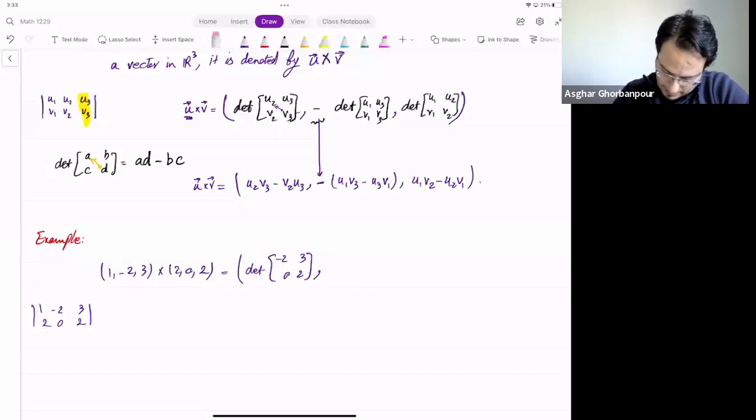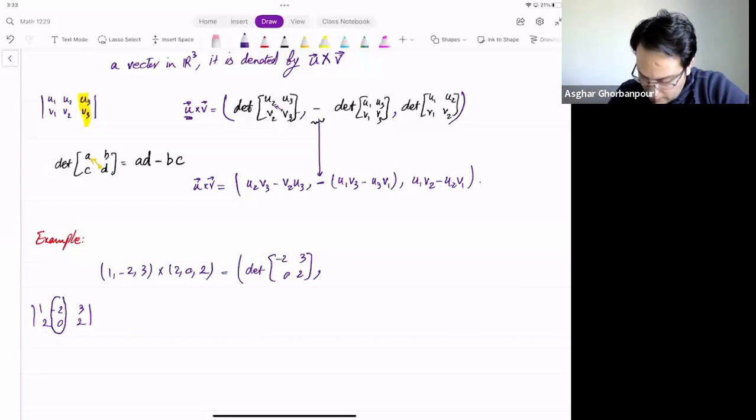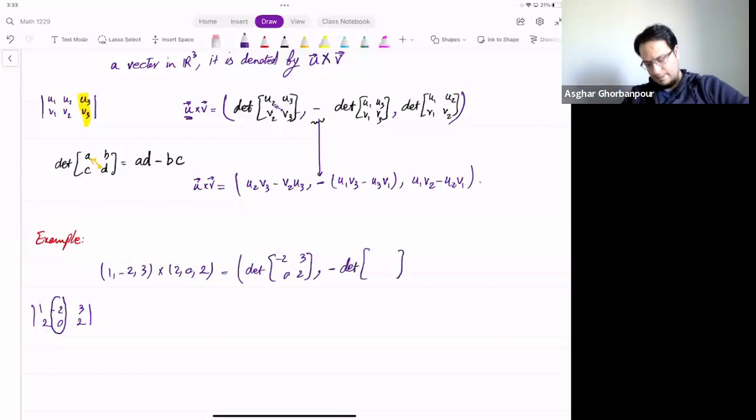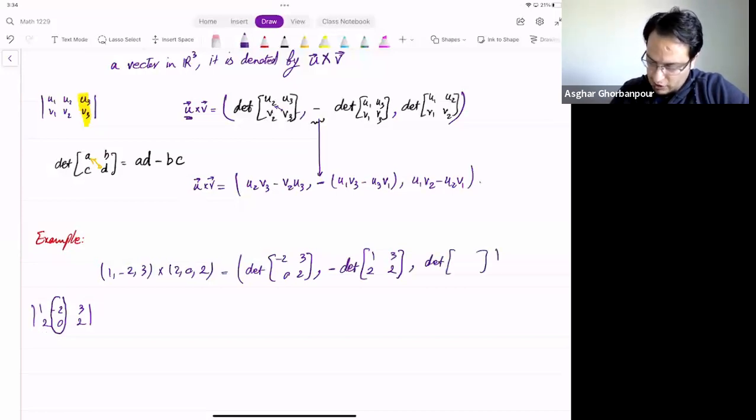Then you cover the second column. For the second column, you should remember there's this extra negative sign. What you do is you cover the second column and then take the determinant of the remaining 2 by 2 matrix. For the third one, again, we're going to find the determinant of a 2 by 2 matrix, but this is the 2 by 2 matrix we obtain by deleting the third column, and that is 1, negative 2, 2, 0.